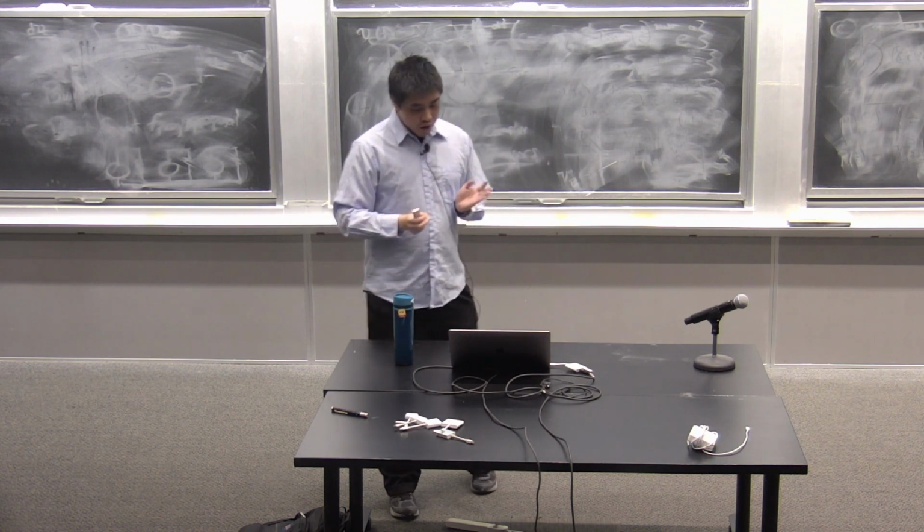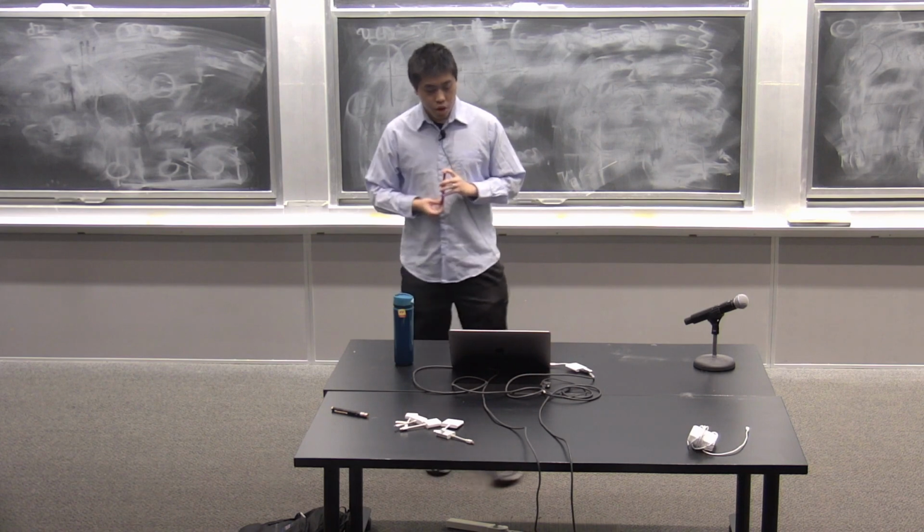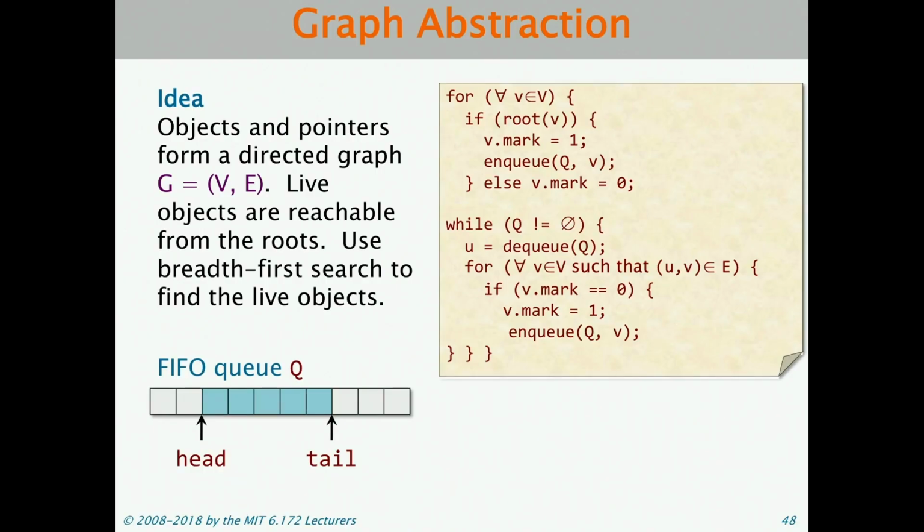And then, as we said earlier, the live objects are the ones that are reachable from the roots. So we can use a breadth-first search-like procedure to find all of the live objects. We just start our breadth-first search from the roots, and we'll mark all of the objects that are reachable from the roots. Everything else that isn't reached is available to be reclaimed.